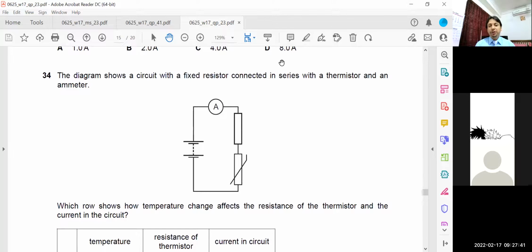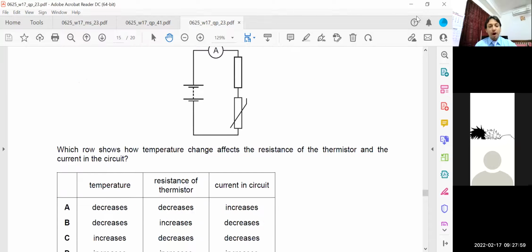The diagram shows a circuit with a fixed resistor. The fixed resistor is then connected in series with a thermistor. Thermistor is there. If you don't know, children, how to draw a thermistor, look at the diagram. Thermistor is there and ammeter is there. Which row shows how temperature change affects the resistance of the thermistor and the current in the circuit?